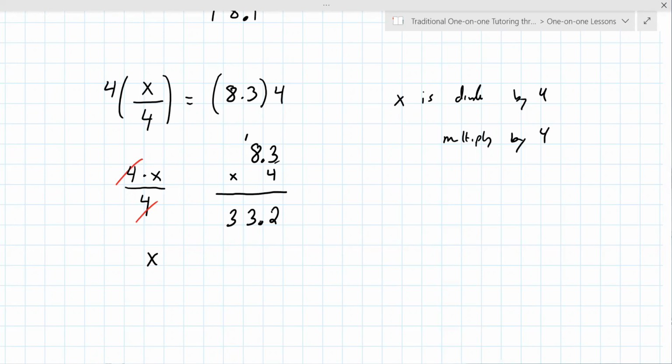Yeah, I've got like 3 more levels left on my multiplication for rocket math. Fantastic. So that's your answer. The x is 33.2.